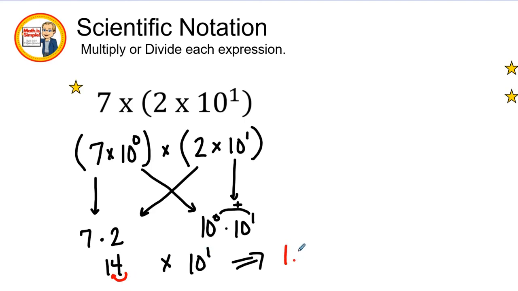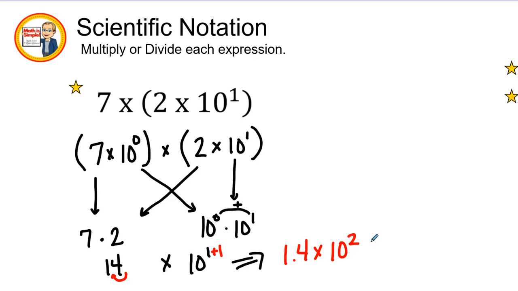So my answer is going to be 1.4 times 10, not to the first power, because when I make this number smaller, I have to make my exponent larger by 1. So if I move my decimal place over once, I'm going to add 1. If I need to move it over twice, I'm going to add 2. So this final answer is 1.4 times 10 to the second power.